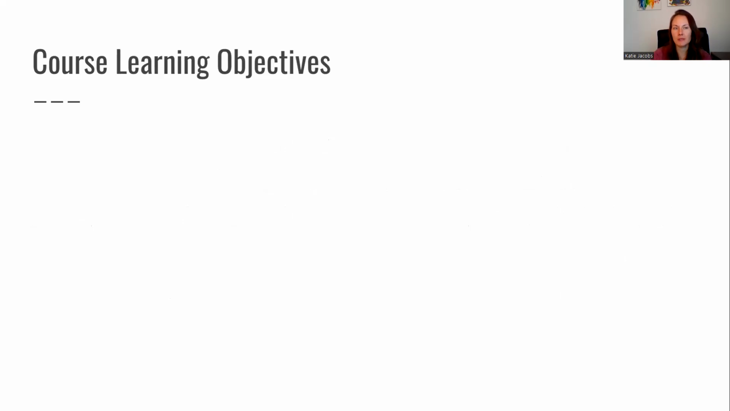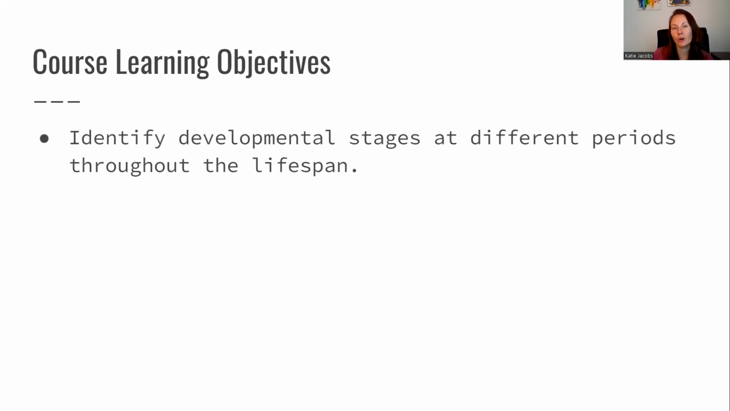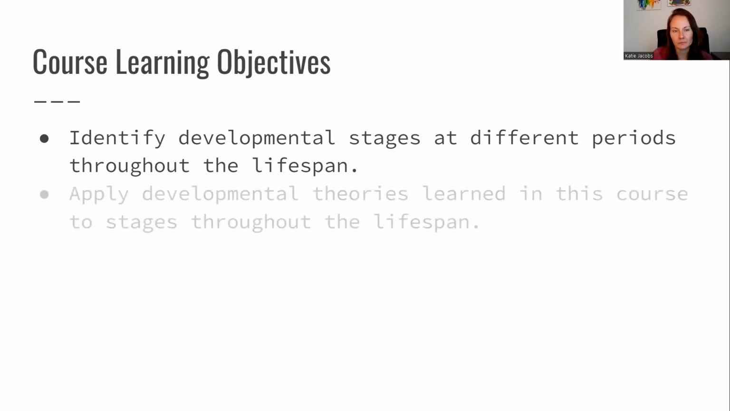So in our syllabus, there were some course learning objectives, and these are the big picture items that I want everyone to be able to take from our class and be able to do by the end of the semester. For example, I want you to be able to identify the developmental stages at different periods throughout the lifespan. You'll actually be able to do that preliminarily by the end of this lecture, but we will learn across the entire semester really detailed information about each of these developmental phases.